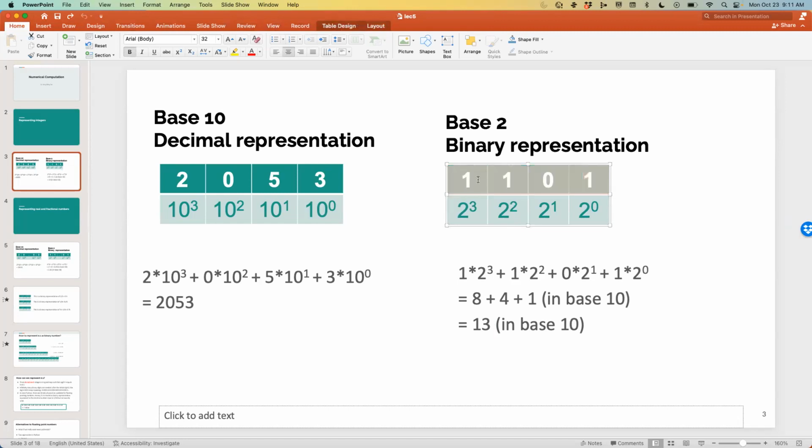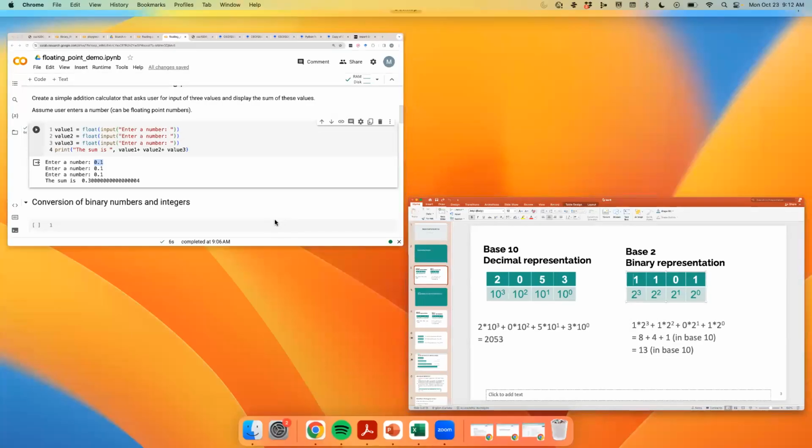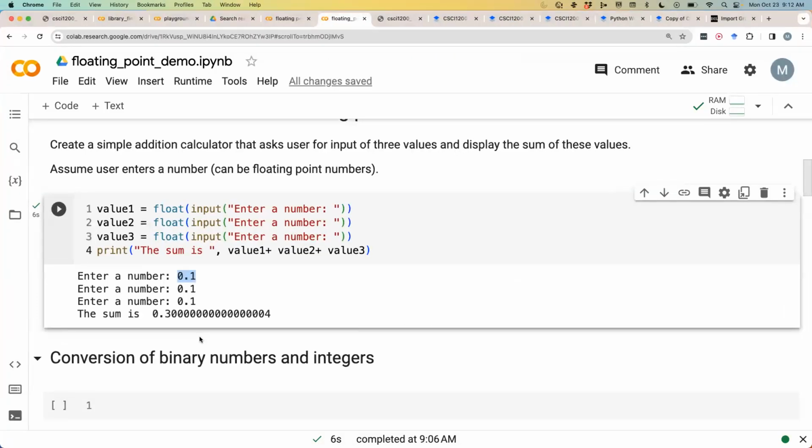When you have a binary string, you take the rightmost digit, for example 1, and you multiply it by 2 to the power 0. And the second digit, whatever digit it is, you multiply with 2 to the power 1, followed by 2 to the power 2, followed by 2 to the power 3. So each of these digits will be multiplied by its respective power of 2, and then you add it up, and that's how you convert binary representations to base 10. We don't have to compute it ourselves.